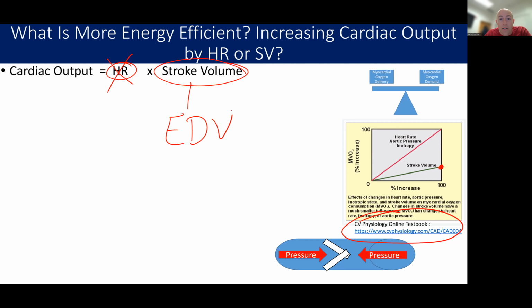because it costs less ATP. The details on why that is, you don't have to know for this class, but as you go further in your education, keep that in mind, that it's a lot more energy efficient to increase cardiac output, to facilitate a high VO2, by increasing stroke volume and end diastolic volume.